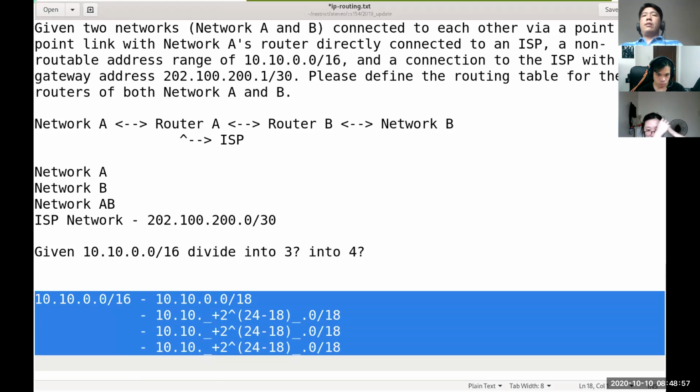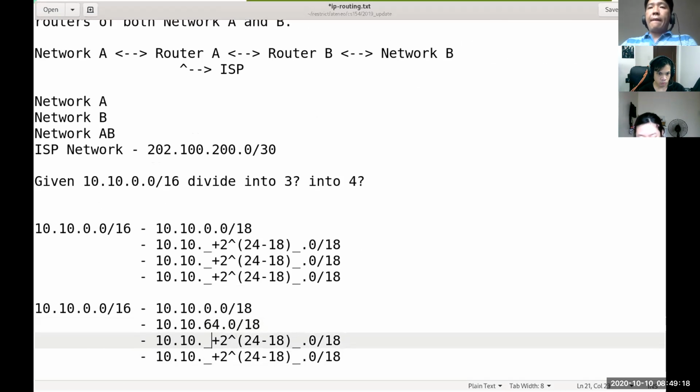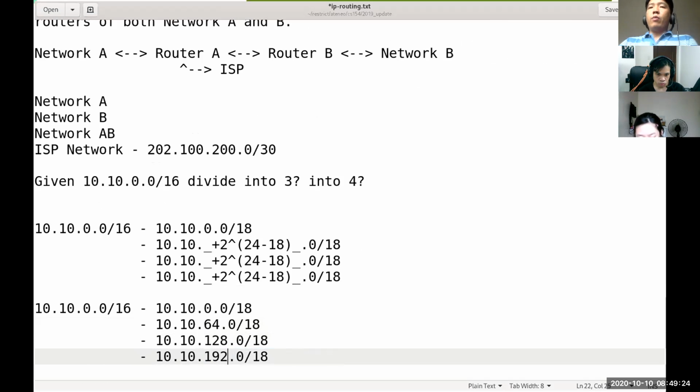So let's go and perform that subnet. 24 minus 18 is 6. 2 to the 6 is 64, right? So this is 64. So I have 0, 64, 128, and 192. Okay, so I divided this network into 4 smaller networks. And now I can assign them.